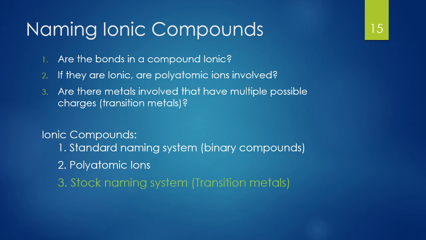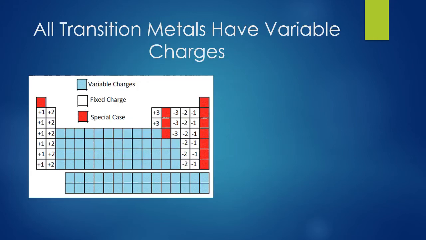Now it's time to look at the last type of ionic naming compounds. So it's the stock naming system, and this is with transition metals. So far, all of the examples that we've looked at have been with main group metals. We've been using alkali metals, alkaline earth metals, and aluminum. Now we're going to look at the D block, the transition metals.